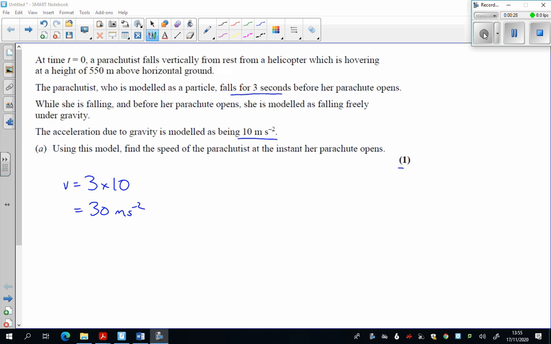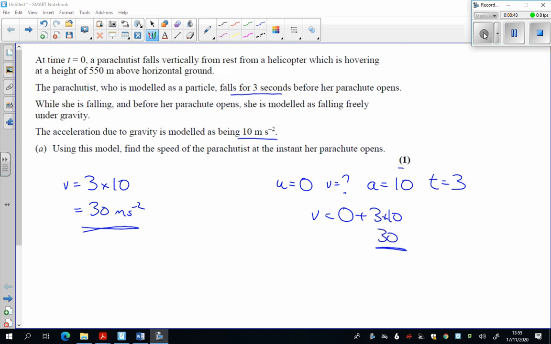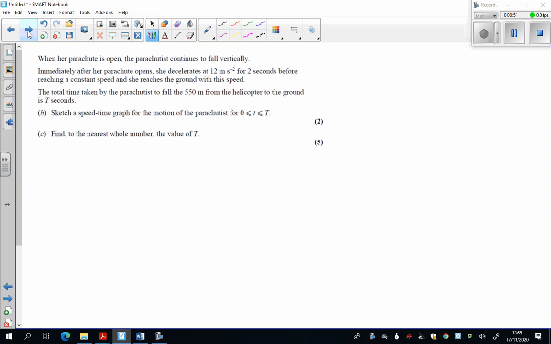Now clearly if you did want to do this as a big Suvat equation, you could do u equals 0, v equals question mark, a equals 10, and t equals 3. We've got exactly the same: 0 plus 3 times 10, which is 30. So we can do it in either way, but it was supposed to be just a warm-up question to get you started. Because then you had to draw the graph for this thing.